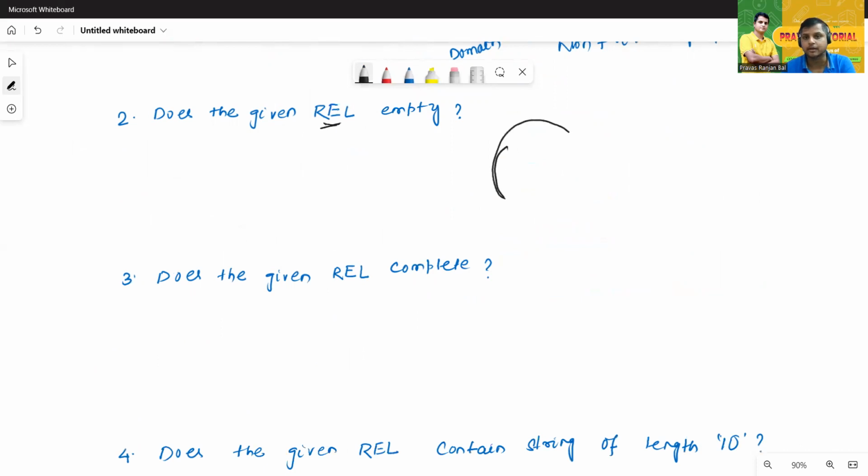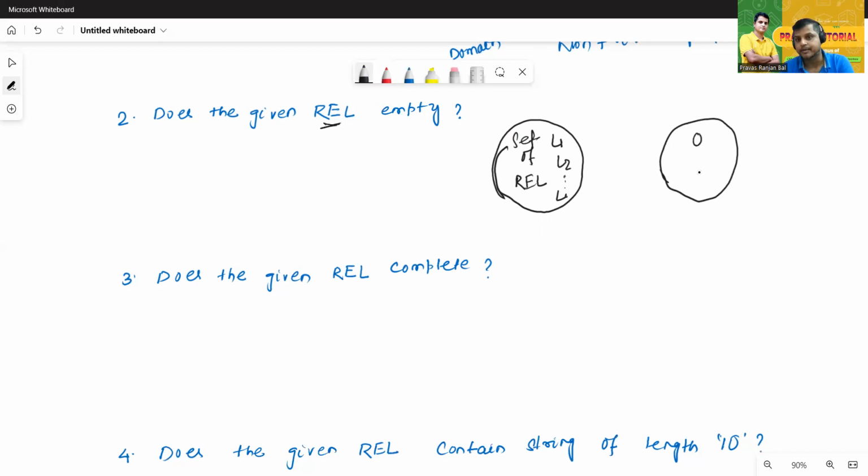Okay, similarly, we will draw the domain and range set. This is called the set of RL. The domain always contains the set of RL, so it contains languages like L1, L2, up to L infinity. So this is 0 and 1. Some of the languages are infinite.